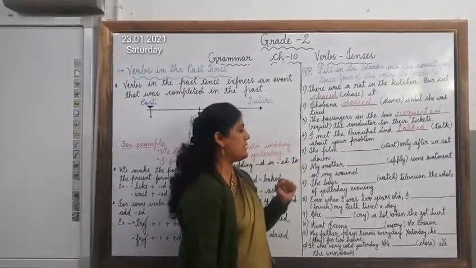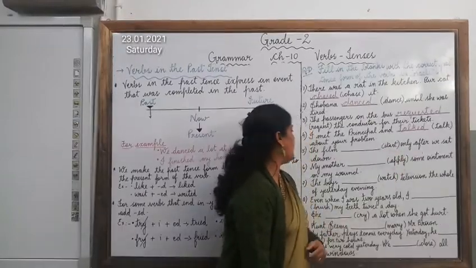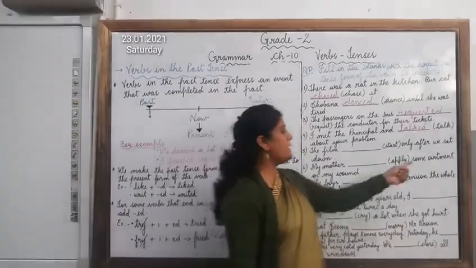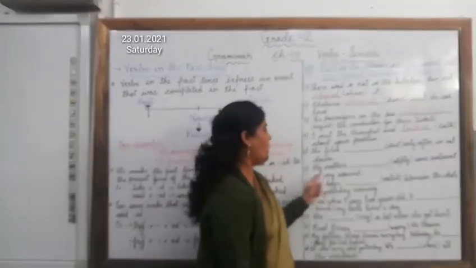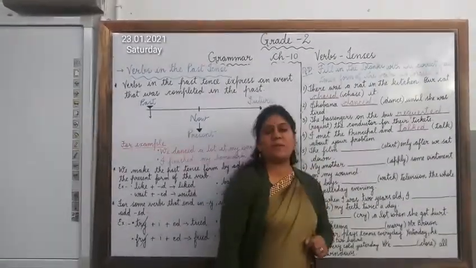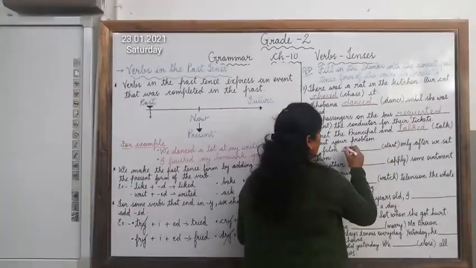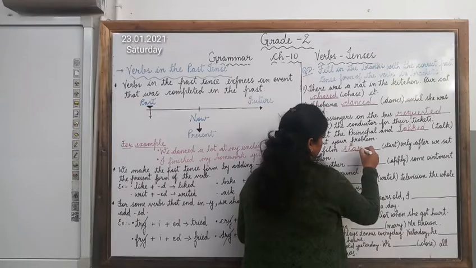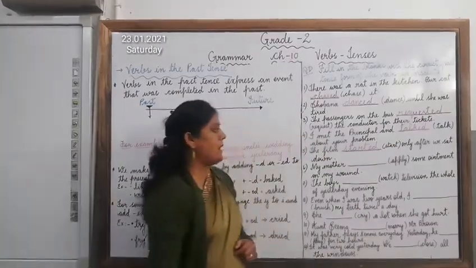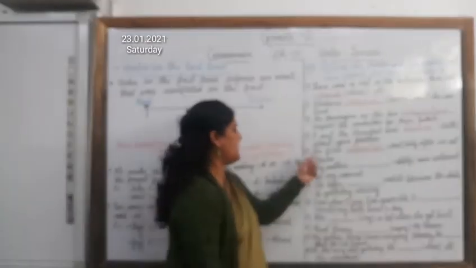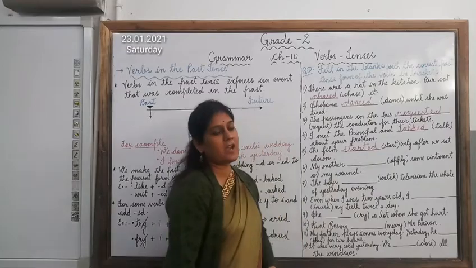Now the fifth sentence given to you is: the fill dash only after we sat down. Now here the past form of sit is given to you, that is sat. So what is the past form of start? Yes, the past form of start will be started. We will just add ed to the verb. S-T-A-R-T-E-D, started. So the sentence is: the fill started only after we sat down.